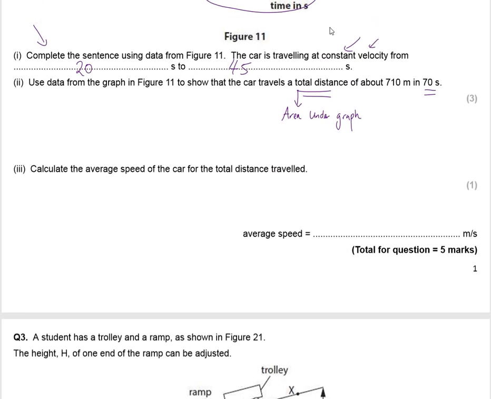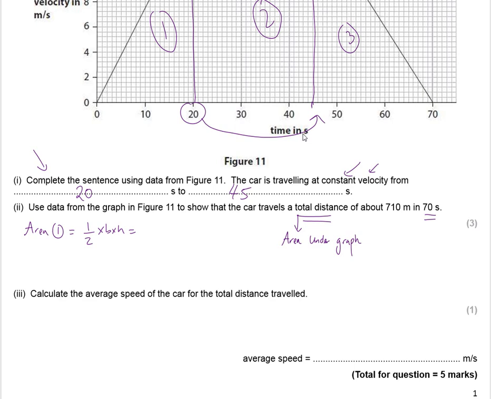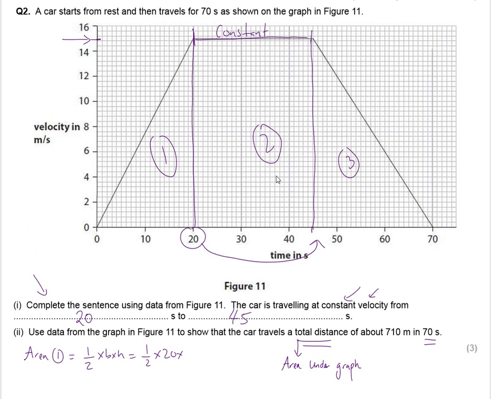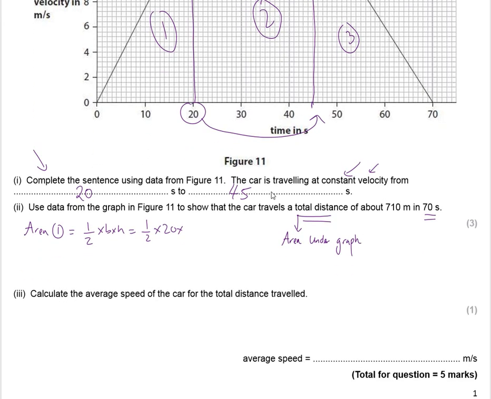So therefore, I'm going to look for area number 1, which is a triangle. So it's half times base times height equals. So the half is the half. Base is 20. Height, what's the height of this? So the height, it goes all the way to this point. Okay, and this point, I'll count this point as 15. So this is the one, 15. That's the first one.